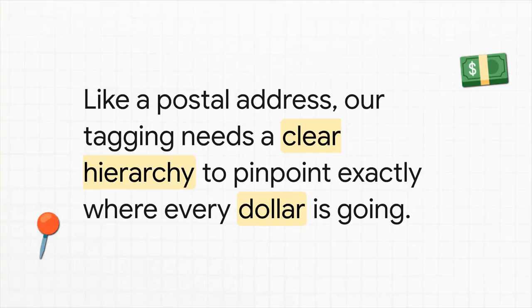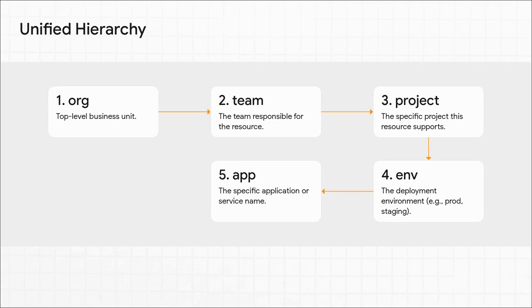The best way to think about this whole thing is like a universal address system, but for your cloud spending. Think about how a postal address works, right? It gets more and more specific. You've got the country, then the state, then the city, all the way down to the street. Well, our tagging system needs that exact same kind of clear hierarchy so we can pinpoint exactly where every single dollar is going.